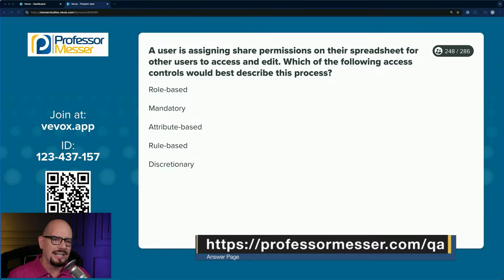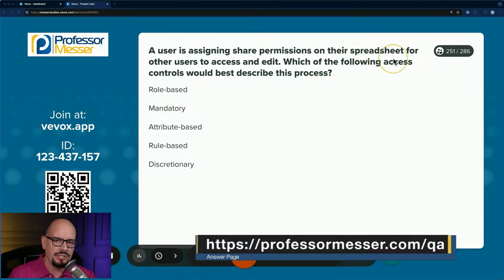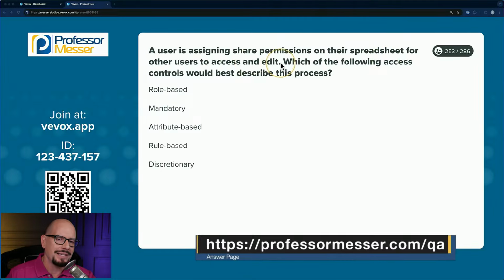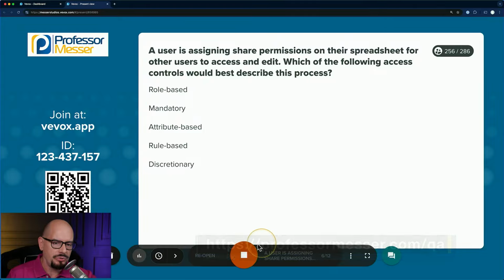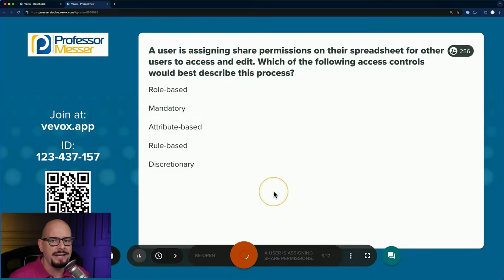The question again asks, a user is assigning share permissions on their spreadsheet for other users to access and edit. Which of the following access controls would best describe this process? Is it role-based, mandatory, attribute-based, rule-based, or discretionary? What did you choose? Let's close the poll and find out.